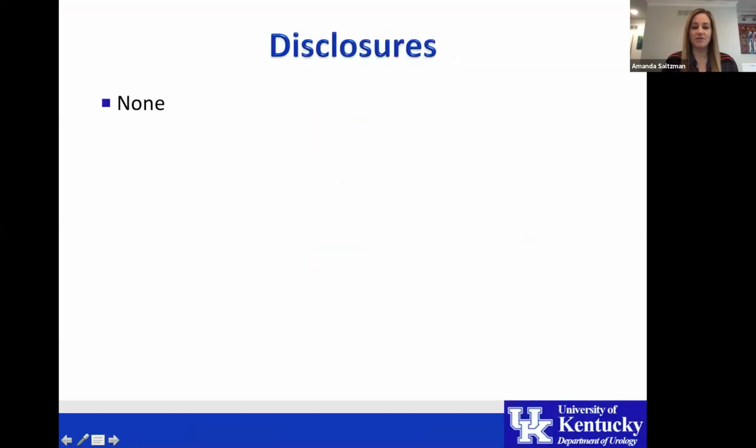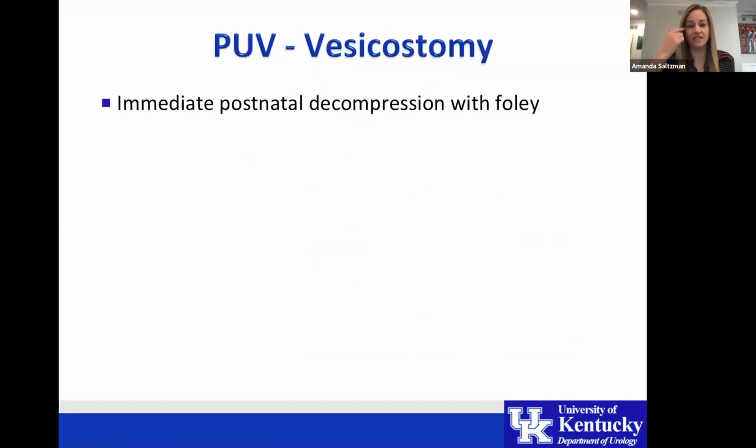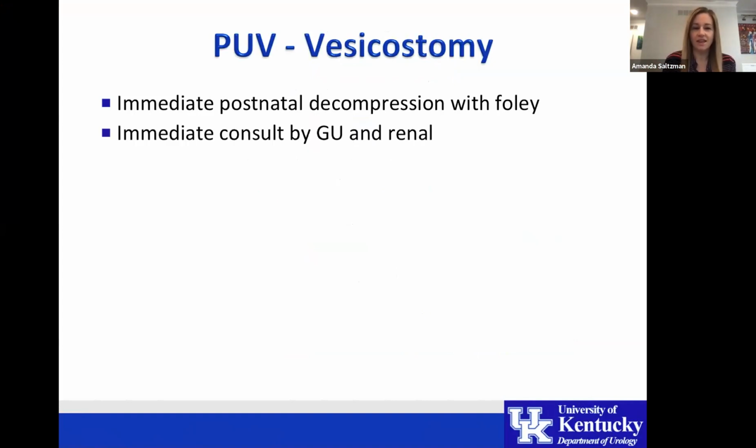So you can just pop through these a little bit. The first thing I'm going to talk about is vesicostomy for posterior urethral valves. When you initially get called to the NICU for a possible valve patient, the first thing you need to do is immediately decompress them with a Foley. And then obviously the NICU hopefully is going to call you. I think it's really important that you get renal involved early on, because this is going to be a long-term relationship that these patients are going to have with both you as the pediatric urologist and the nephrology service.